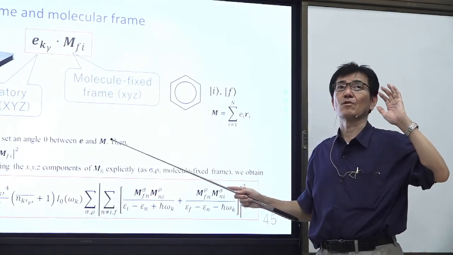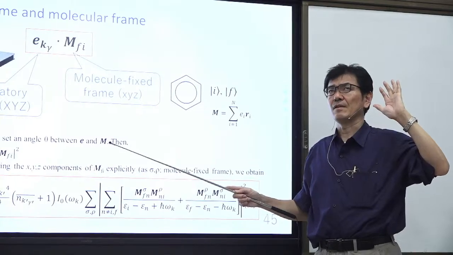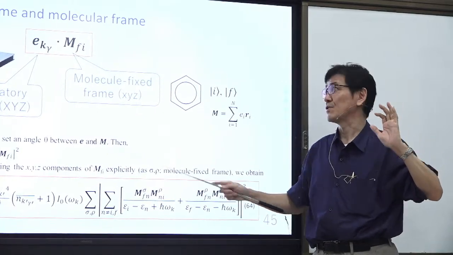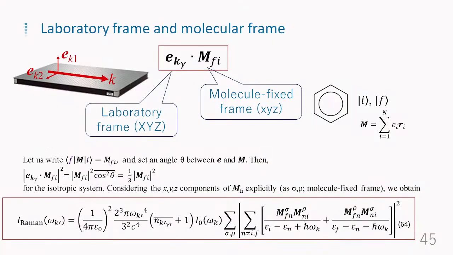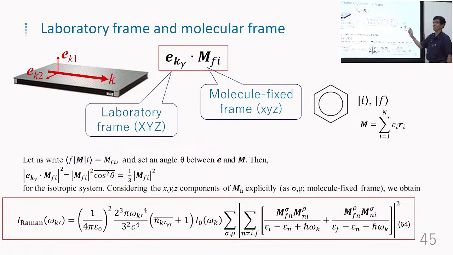On the other hand, a transition dipole moment MFI is calculated by taking account of the wave function of the molecule at initial state, final state, and momentum operator. Initial state, final state, momentum operator are all defined on the molecule. Okay?